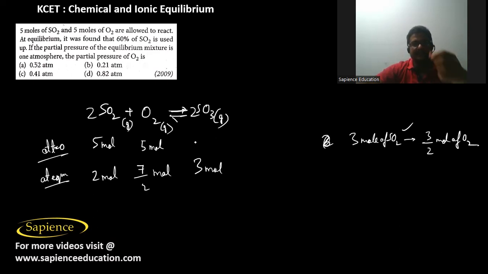Here initially 0 moles of SO3 was there. So at equilibrium, 3 moles of SO3 will be formed.